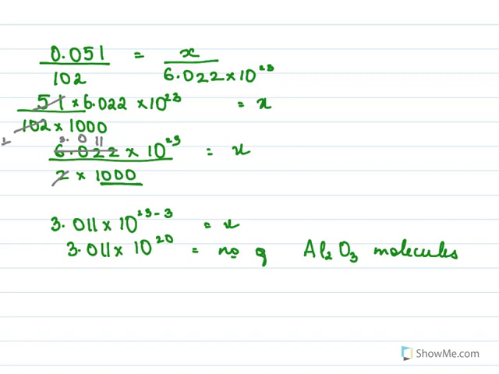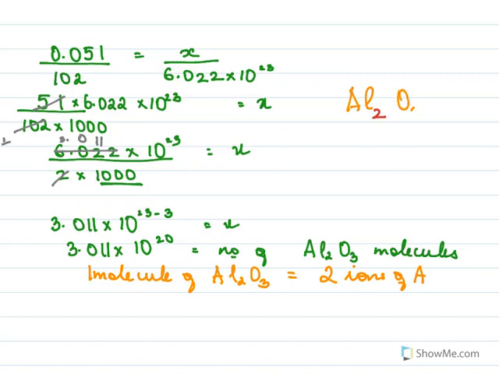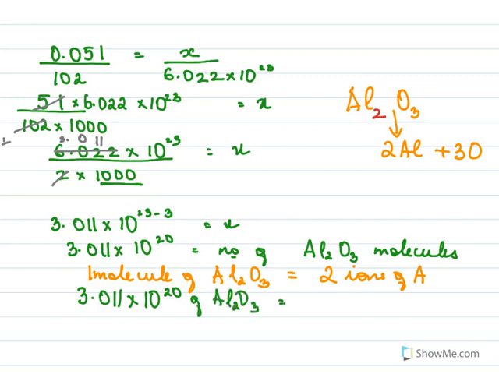So this is one part. There's another part of the sum. Now, one molecule of aluminum oxide contains 2 ions of aluminium. Why 2 ions? It is Al2O3. So here there are 2 aluminium and 3 oxygen. So we have 2 aluminium, 1 molecule. How many molecules do we have here? We have 3.011 10 raised to 20 of aluminium oxide.